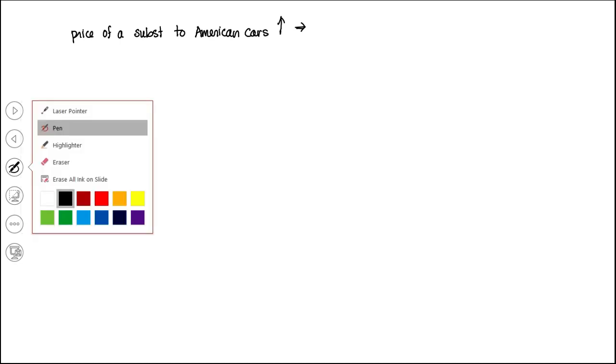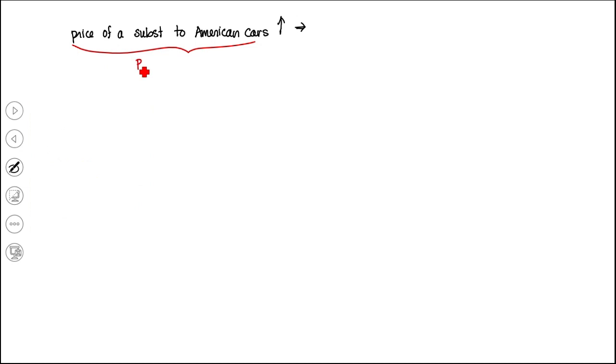So I need to write my ceteris paribus statement carefully. Can I just write substitutes? Do you think you're going to get full credit for that on a test? No. So don't rip yourself off of points. We need to say that price of a substitute to American cars, right? Because that's what we're modeling now. Price of a substitute to American cars has done what? Gone up. Right? So again, what are we talking about? We're talking about that we've seen a price increase in Japanese cars, which offer a substitute.